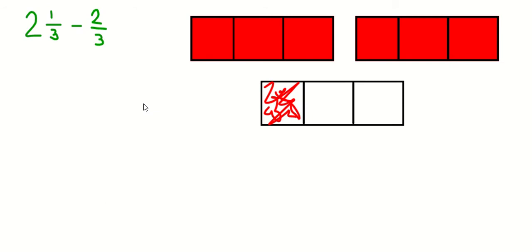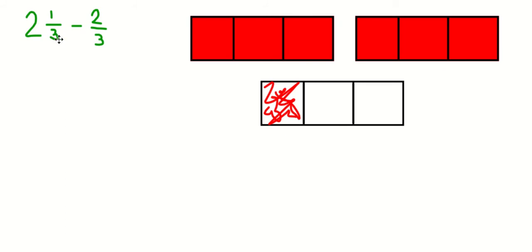However, like with anything, when you draw a diagram, it should be much more straightforward. So I've got 2 1/3, and I'm taking away 2/3. Now, if it was 2 1/3 take away 1/3, that would be really easy to do. However, we're now going to have to look at going back and breaking up some of the wholes.